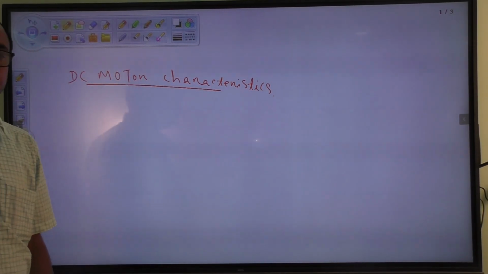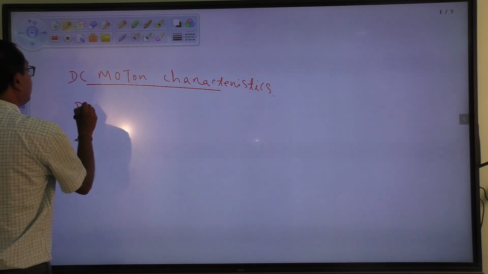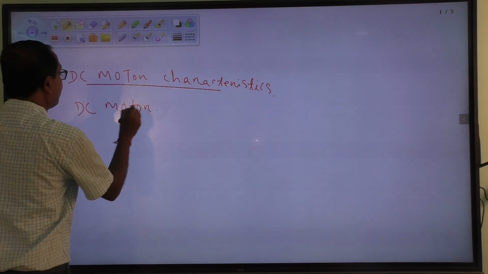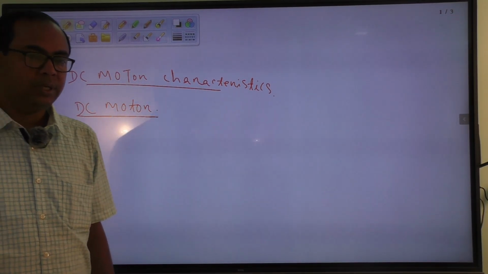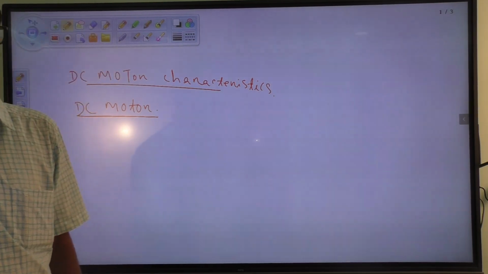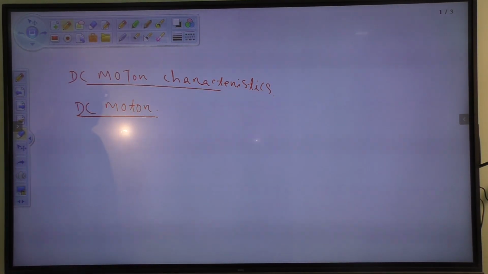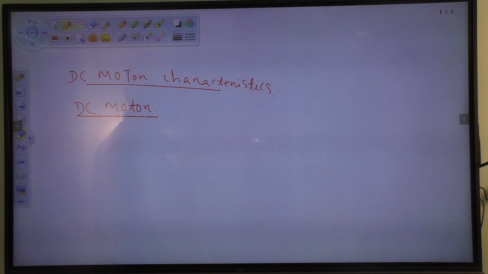Before going to this, we first need to know what a DC motor is. A DC motor is an electrical motor which can convert electrical power to mechanical power. That means your input power is electrical and the output is mechanical. That is, we get mechanical energy as the output from the DC motor.